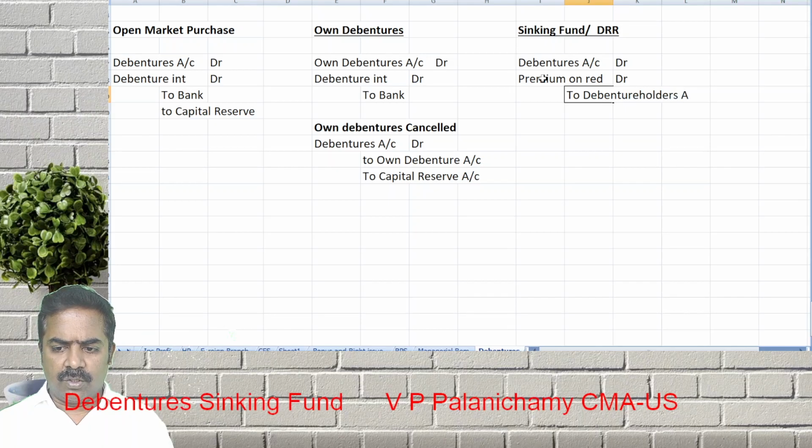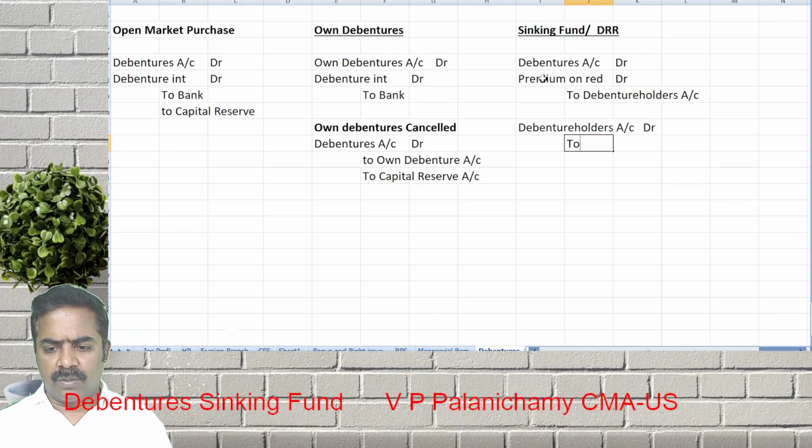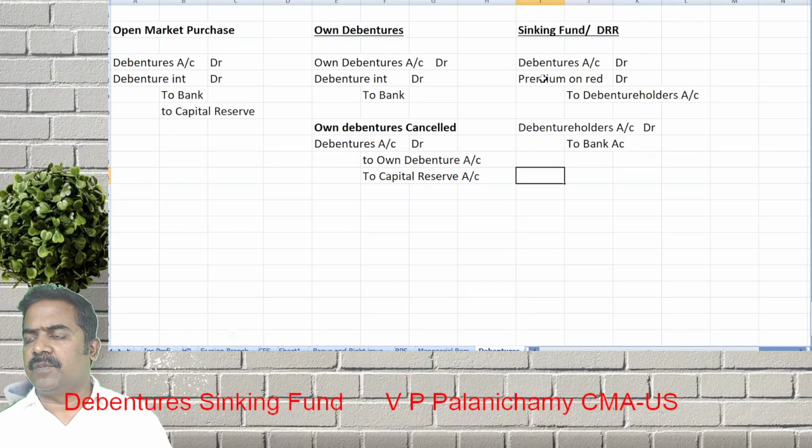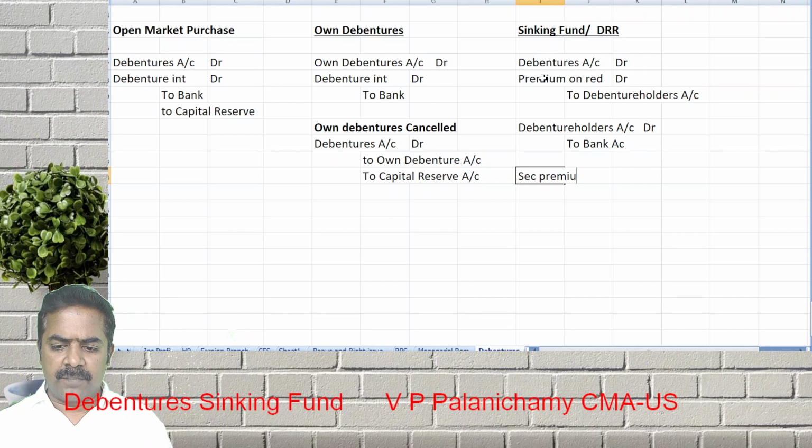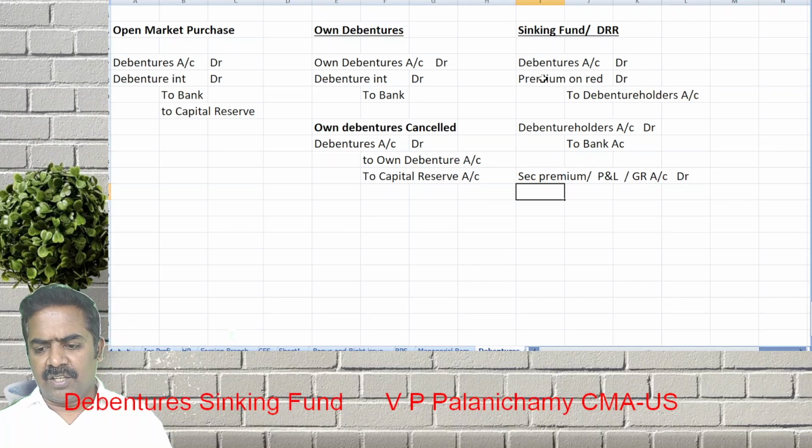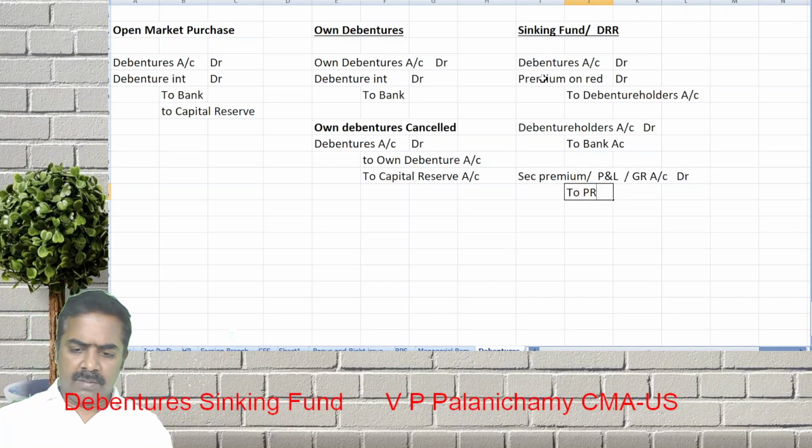Debenture holders account debit. Then debenture holders account debit to which account? Bank account we pass. The premium on redemption we adjust with which account? Securities premium. If that is not available, use P&L account. If that is not available, use which account? General reserve account. Premium on redemption path.